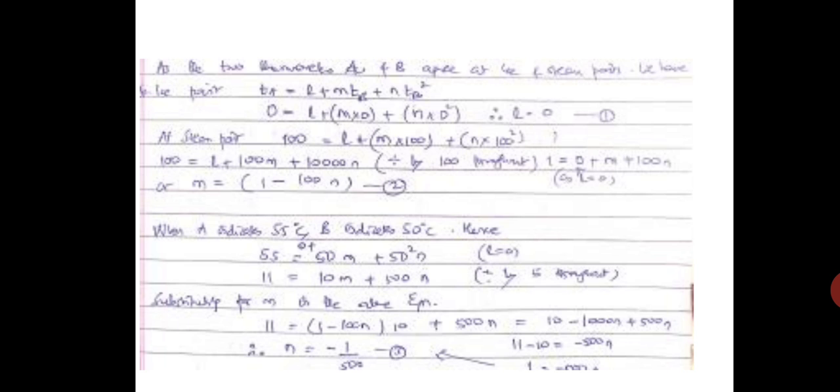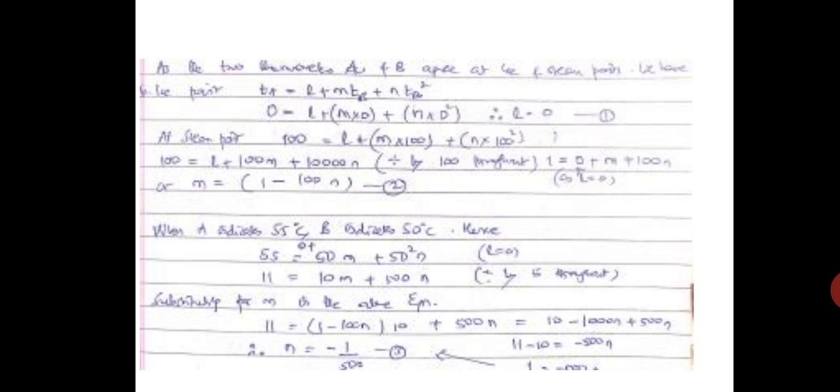Now substituting for ice point, TA is 0 = L + m into 0, TB also becomes 0, plus n into 0 square, because TB again is 0 here. So at ice point TA is 0, TB is also 0. I substitute 0 for TA and 0 for TB in this equation. We get 0 = L + 0 + 0. Therefore L is 0. So we have found the value of L.